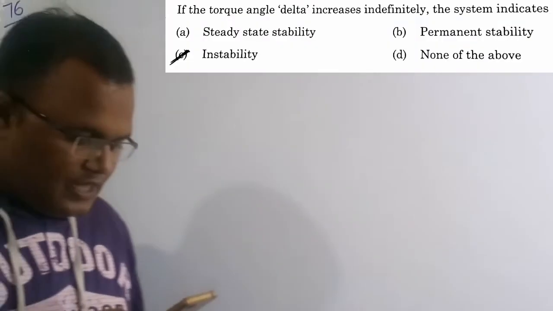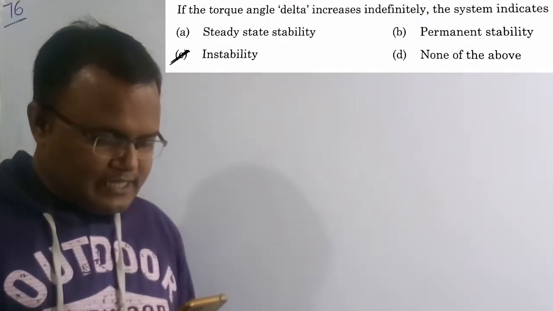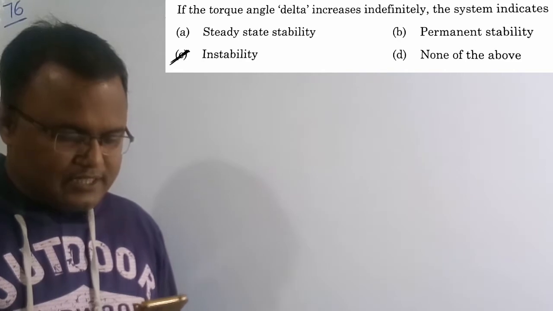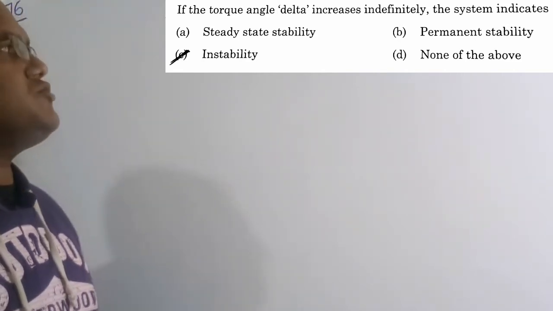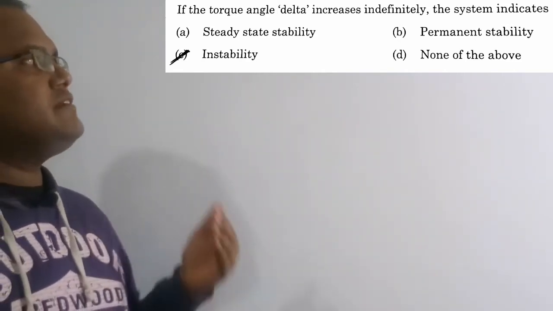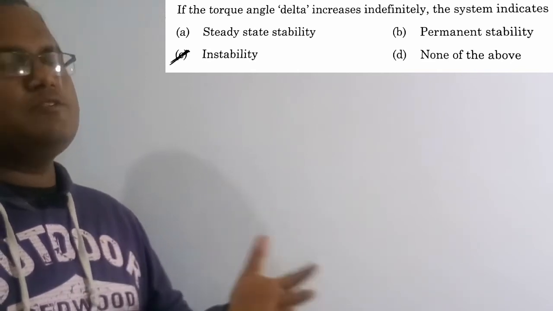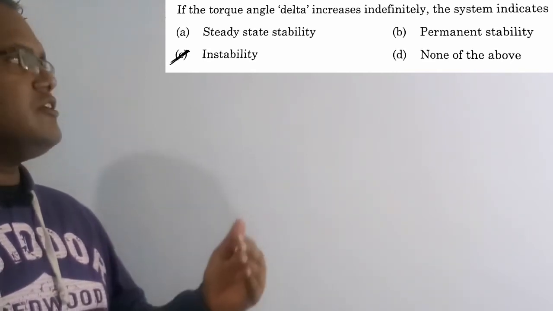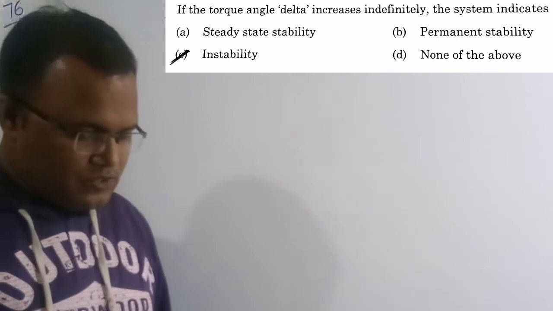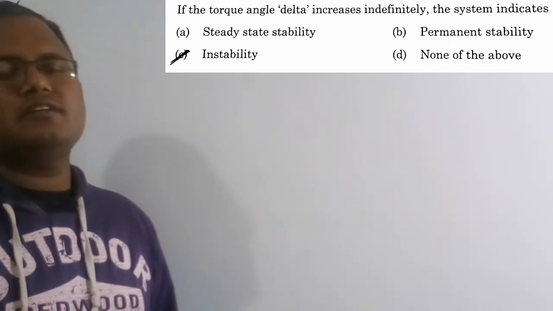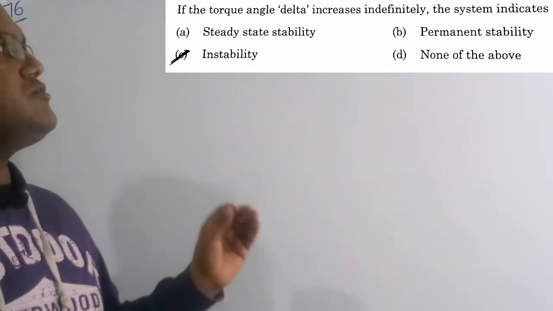See the question here. If the torque angle delta increases indefinitely, the system indicates what? The torque angle is also called the power angle. If the value of delta is increasing very high, then what is the nature of the system? We are going to figure that out. Out of these four options, option C, instability, is the correct solution of this question. So let's solve this question.